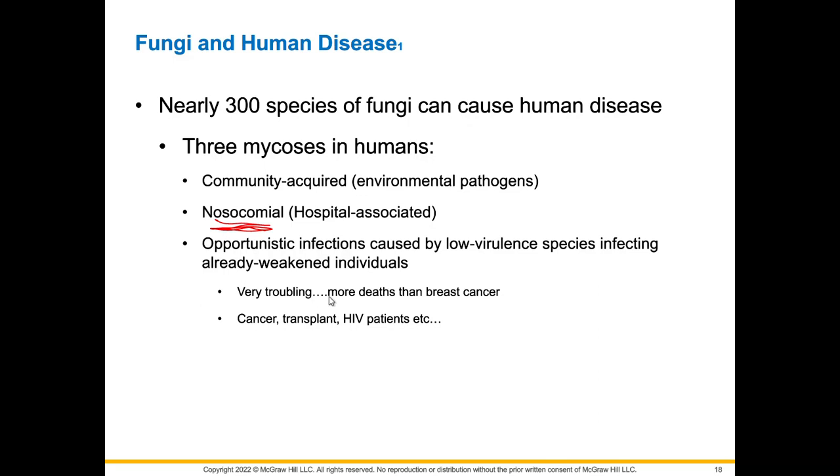But it is very troubling. This is very concerning. There's actually more deaths due to opportunistic infections than breast cancer. Some of the people that are really susceptible to opportunistic infections include cancer patients, transplant patients, and HIV patients, all of which would be considered immunocompromised.